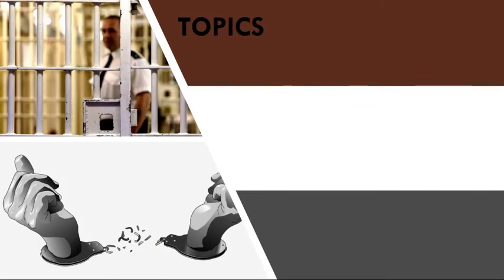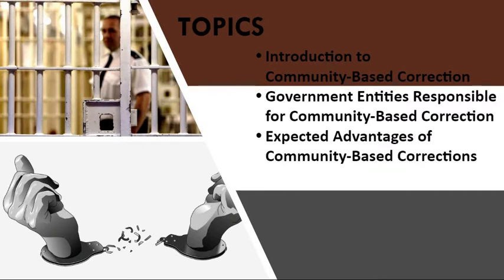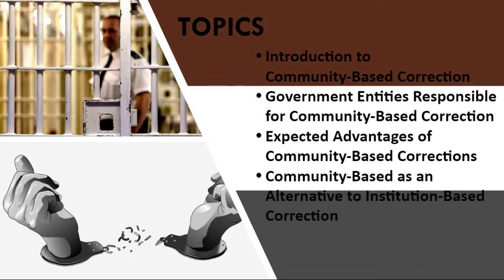Let's continue. What would be the topics of this course unit? Number 1, introduction to community-based correction. The government entities responsible for community-based correction, what are those government agencies? Also, the expected advantages of community-based correction, and community-based correction as an alternative to institution-based correction. So let's go with it and bear with me.